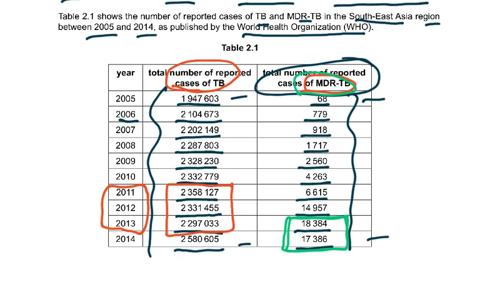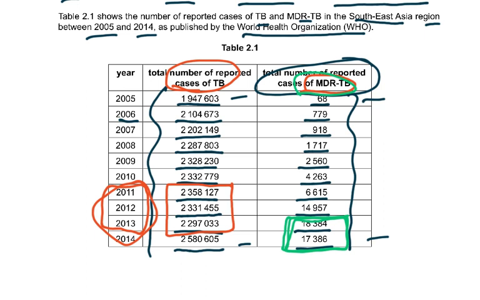So, decrease of TB was between 2011 and 2013 here, this point. And MDR-TB was between 2013 and 2014, which you could have said also: decrease over 2 years for TB, whereas only 1 year for MDR-TB.